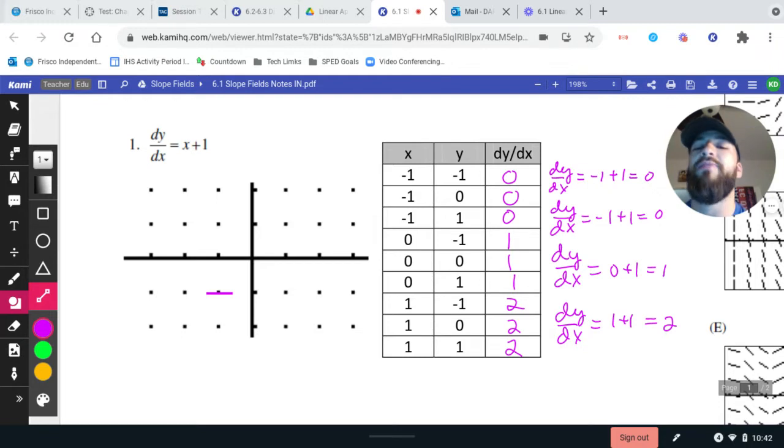Now, if I kept going, at the point (-1, 0) my slope is still 0. At the point (-1, 1), my slope is still 0. Now at the point (0, -1), so down here on the y-axis, my slope is 1. So it doesn't have to be perfect. No one at the College Board is going to come out and measure your slopes, but it should generally look like a positive slope of 1. So a pretty 45-degree angle is what you're going for. Through (0, 0), still a slope of 1. And through (0, 1), still a slope of 1. Now (1, -1), slope of 2. So once again, still a positive slope, but it should look a little steeper than a slope of 1.